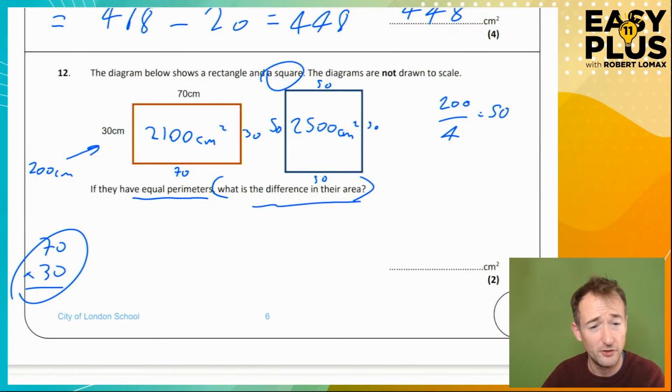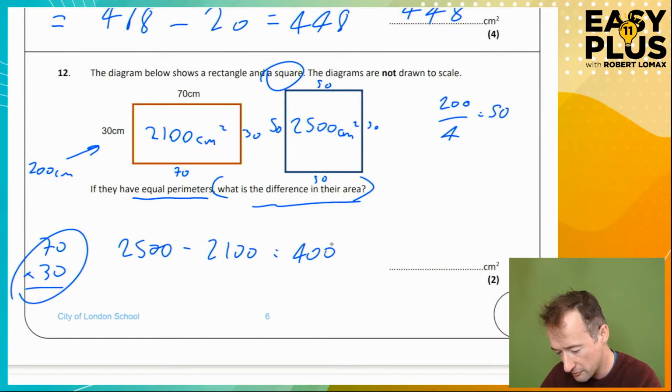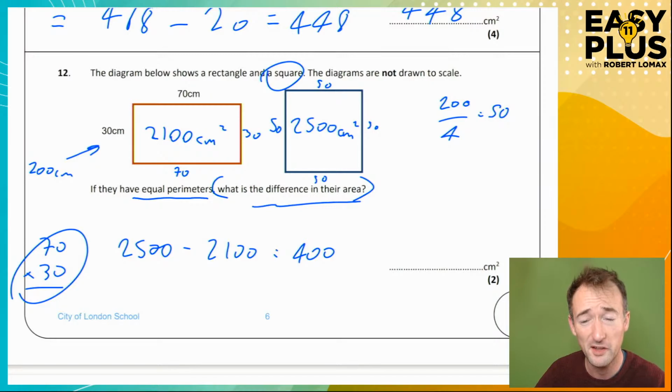It's good to show some working for the examiner. So let's do, well, we've shown all our working so far. It's just up here. Now let's show some in the space down here. 2,500 minus 2,100 equals 400. We don't need to do a column subtraction here because that's relatively straightforward.